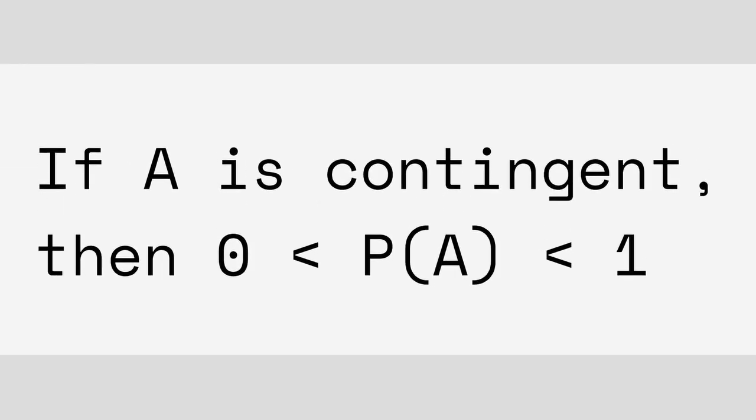Okay, now if A is contingent, meaning that whether it occurs or not is a contingent matter, meaning A could possibly occur, A could possibly not occur. All right, so for any contingent event or contingent result, and again, for any contingent proposition, then the probability of A is going to be greater than 0 and less than 1.